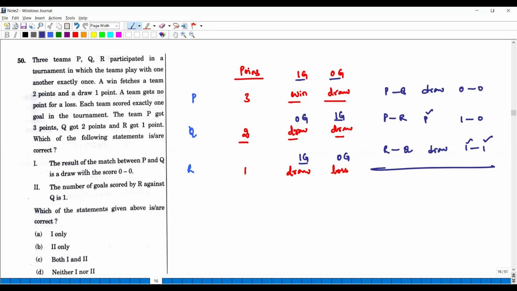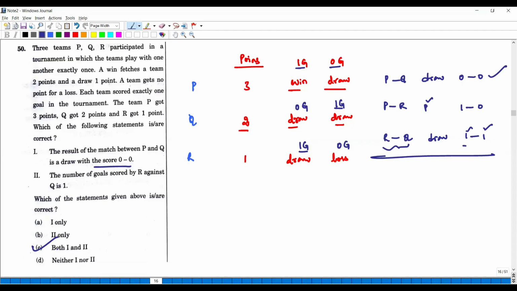So the result of the match between P and Q is a draw with a score 0-0. So you can say it is 0-0, that is correct. The number of goals scored by R against Q is 1. R against Q, number of goals scored is 1. So both the statements are correct here. In any other manner, you won't get the sufficient points here.